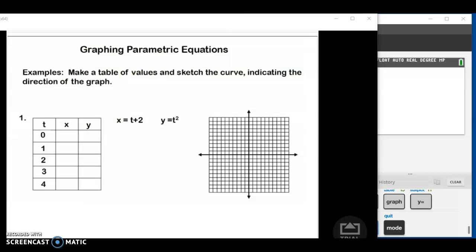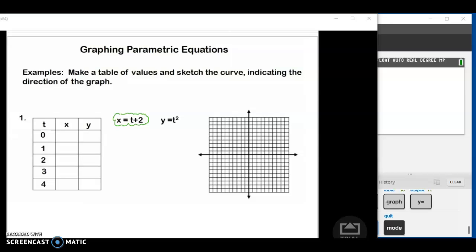So, graphing parametric equations. See how we have two equations: an x equals equation and a y equals equation. In order to graph this, we're going to need to get ordered pairs for x and y so we know what points to graph. I'm just going to do the x equation first. The equation for x is t plus 2. I have a few times over here, 0, 1, 2, 3, 4. Now these times could go up forever, but we're just going to do through 4.